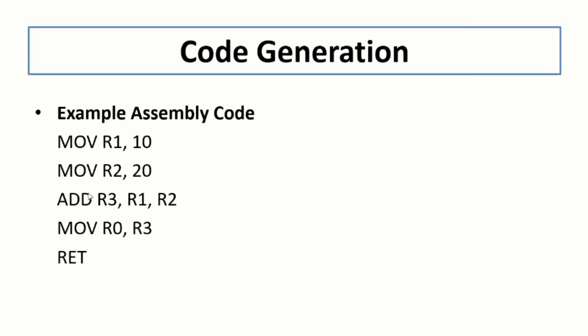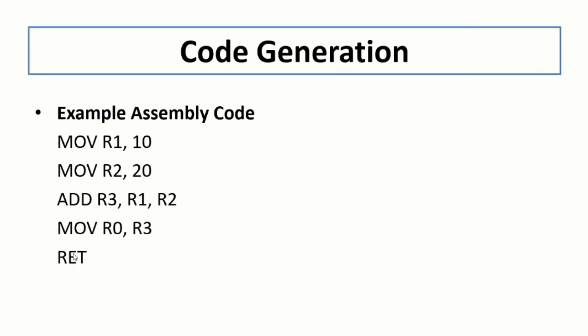Then the add instruction adds the values in R1 and R2 and stores the result in R3. Since the R1 value is 10 and the R2 value is 20, the sum 10 plus 20 equals 30 and is stored in R3. Step 4, MOV R0, R3. The move instruction copies the value from R3 to R0. Since R3 equals 30, R0 will also have 30. Finally, step 5, RET ends the program and returns the result stored in R0. The final output of the program is 30.